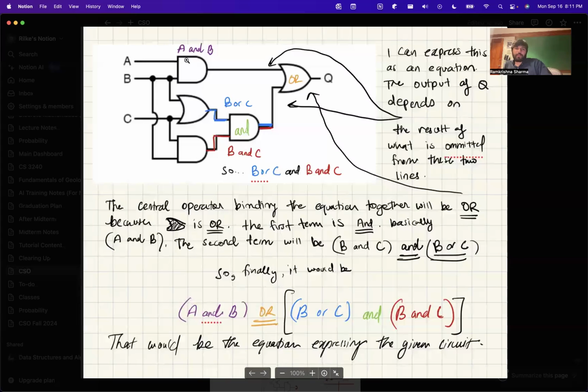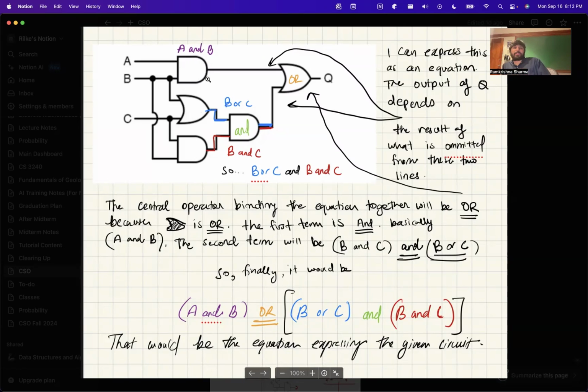Write an equation for the circuit, right? So you have A and B, and we know that A and B are bonded together under multiplication, right? So you have A times B. That's going to fit in somewhere. We don't know where yet. We'll get some structure soon. You have B or C, right? Because B or C are being filtered through here. And you have C and what seems to be B, right? So C and B, B or C, A and B.